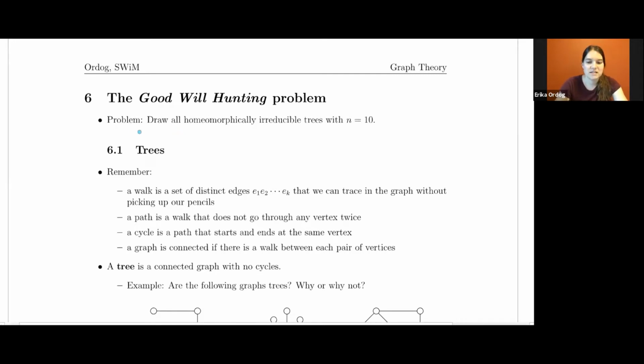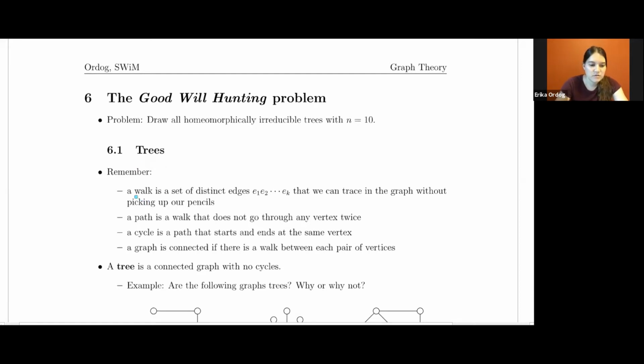And the problem that's listed on the blackboard is to draw all homeomorphically irreducible trees with n equals 10. So with 10 vertices. So let's unpack what this is saying before we can try to solve it. So first we'll talk about something called a tree.